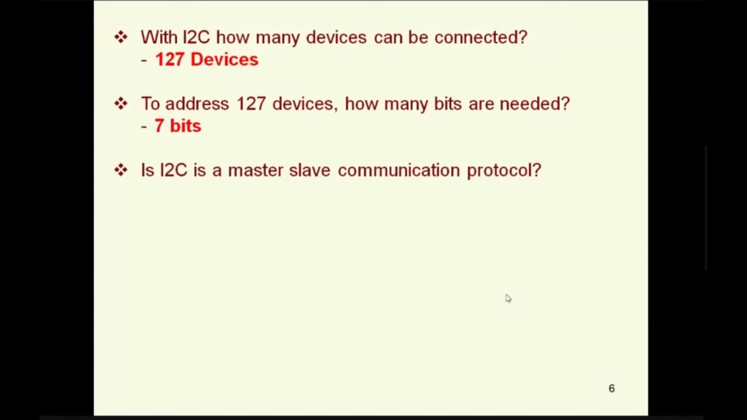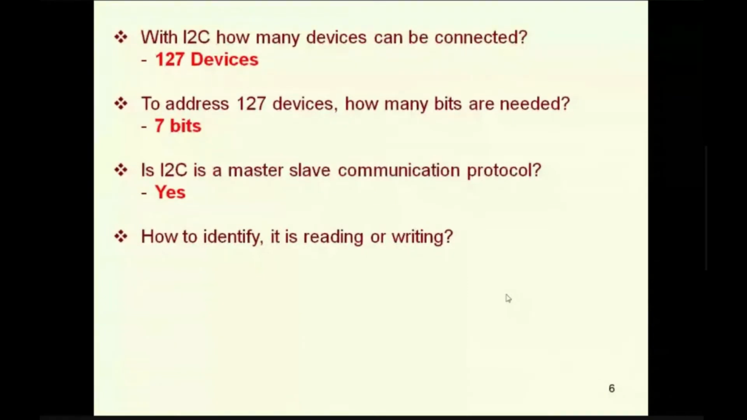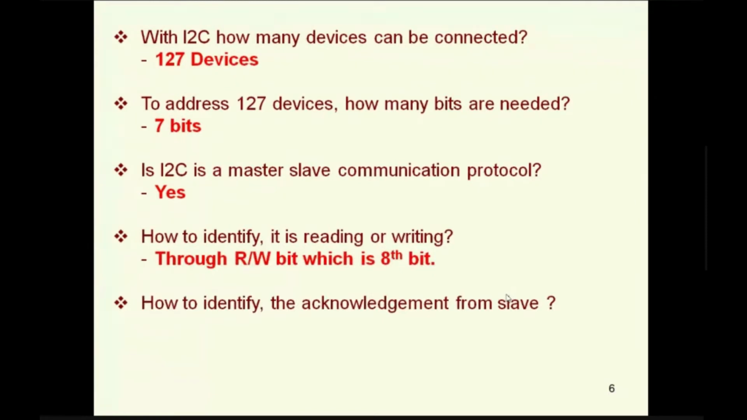Is it a master-slave communication protocol? Yes. And how do we identify whether it is reading or writing? We need 1 bit. If that bit is 0, it is writing. If that bit is 1, it is reading. Because there are 7 address bits, the 8th bit we can use for read or write. That's very interesting. How do we identify the acknowledgement from the slave? Through the 7-bit address, and the 8th bit for read or write, we are calling the called device.